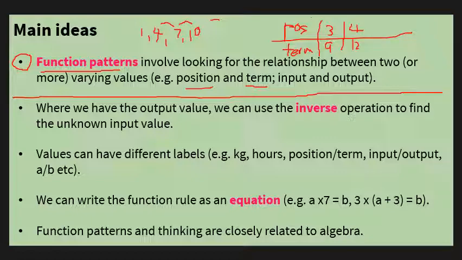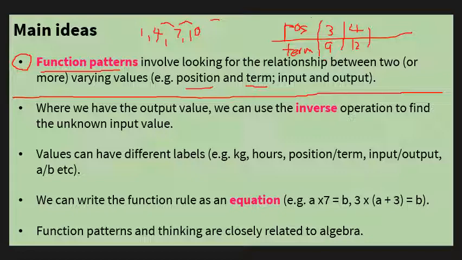Well, I can see the relationship there. This is the relational thinking. Well, 3 times 3 is 9, 4 times 3 is 12. So my rule is position times 3, or multiply the position by 3 to get the term. That's the main thing you need to take away from this week.